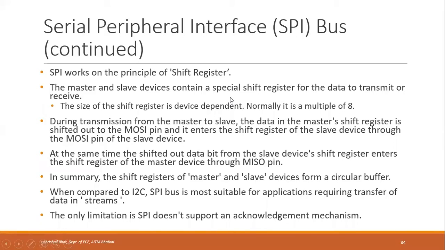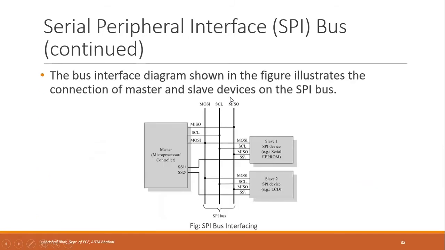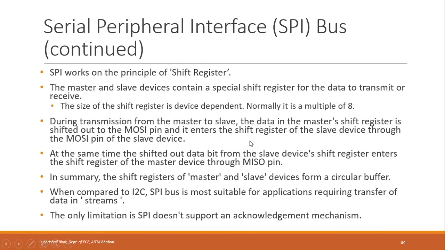What happens during the transmission from the master to the slave? From master to slave it is MOSI, master out, slave in, right? If something has to be sent to the slave, the data in the master's shift register is shifted out to the MOSI pin. There will be shift registers in the master as well as in the slave, and the data is sent or received bit by bit, so it is shifted either out or in.